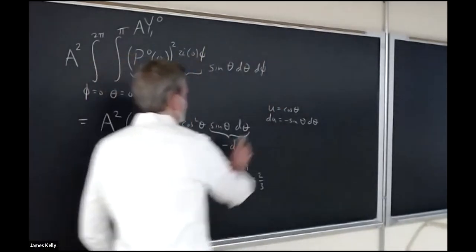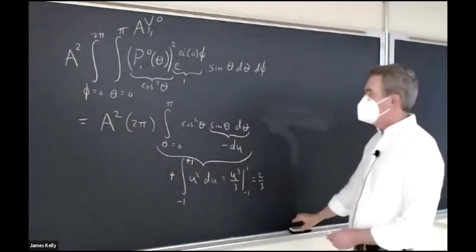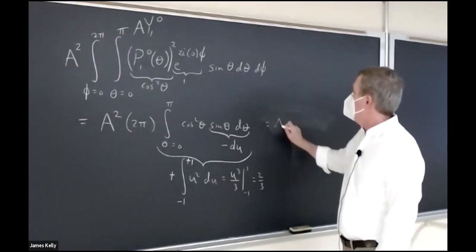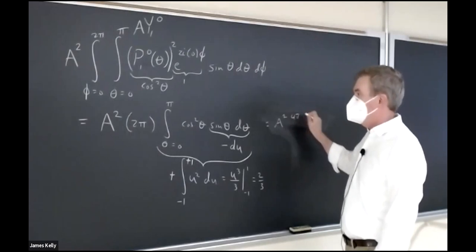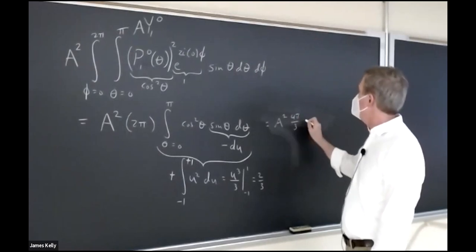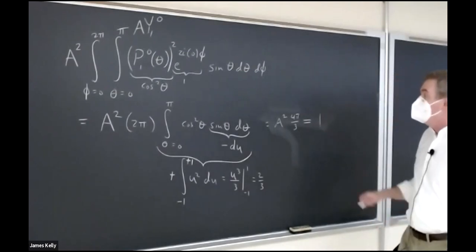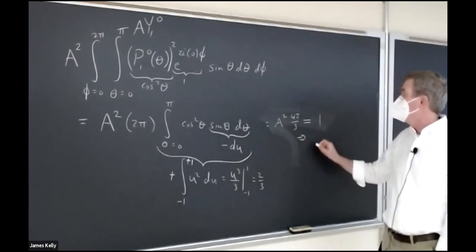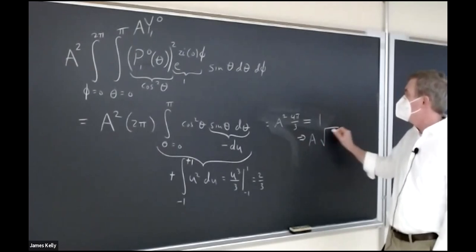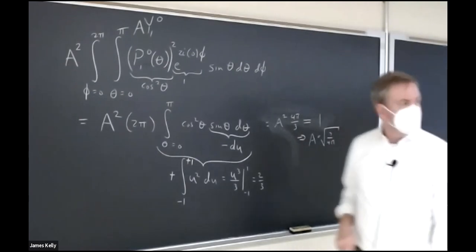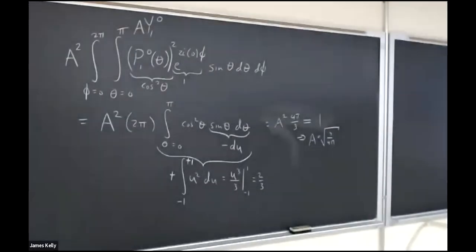Okay, so let's just now continue over here. I have a squared times 4 pi over 3. I'm going to demand that this equals 1. And that means the appropriate a is root 3 over 4 pi. Looks like it agrees with my solution.